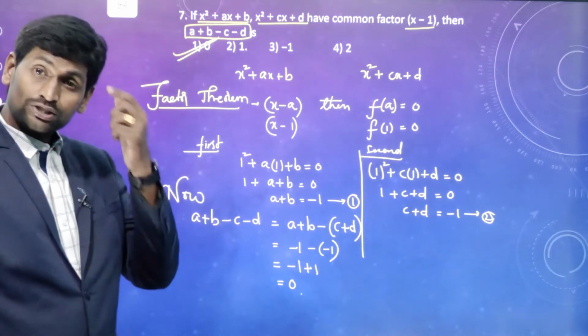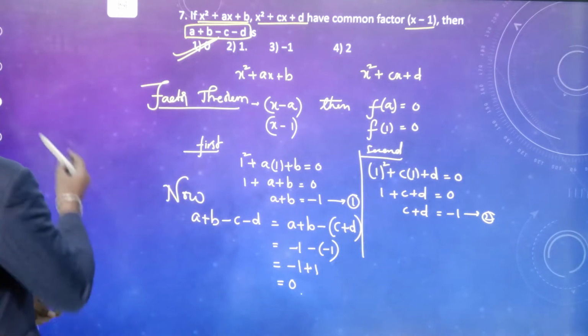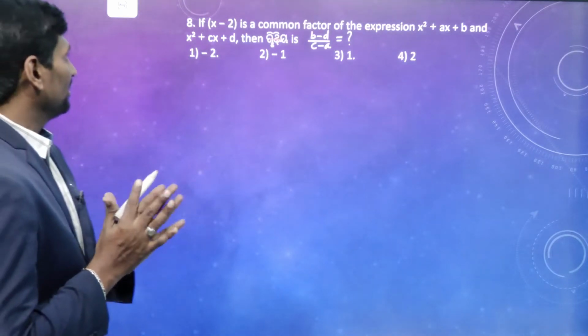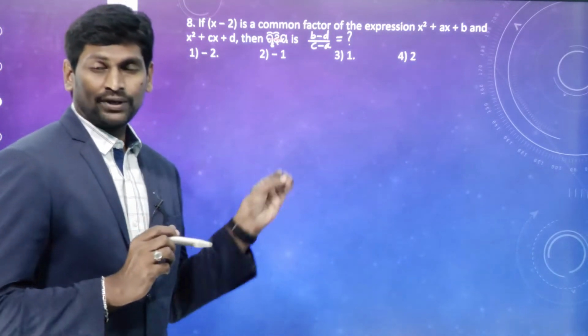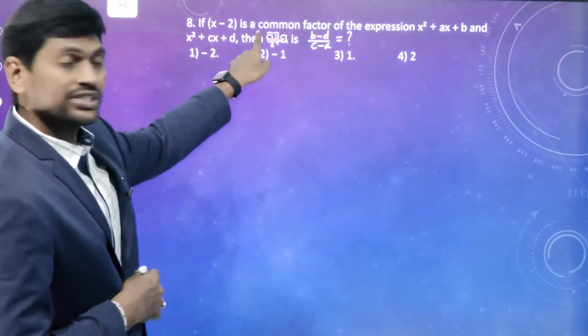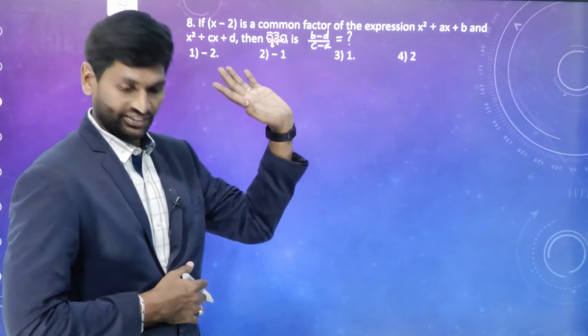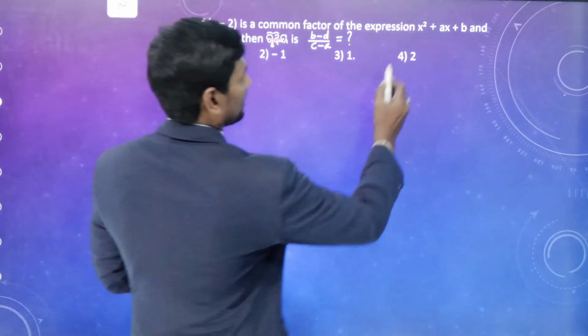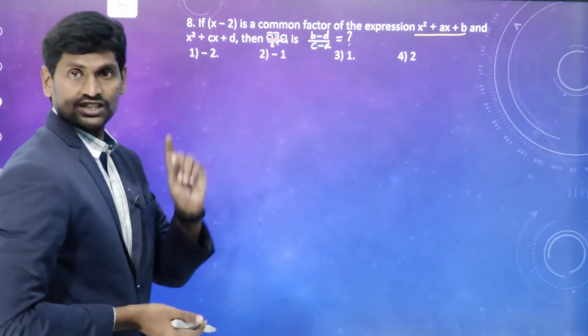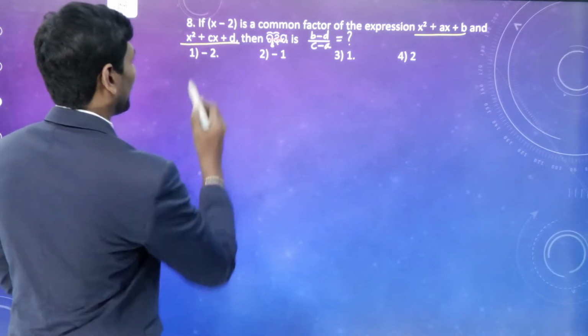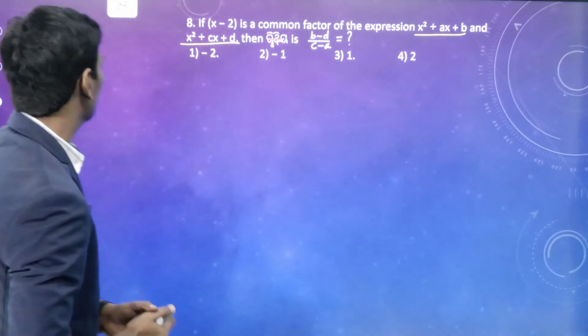Right. So let us go to the next problem. Yeah, same like the previous one. Here x minus 2 is a common factor of the polynomials: x square plus ax plus b, the first expression, and the second one is x square plus cx plus d. Check.